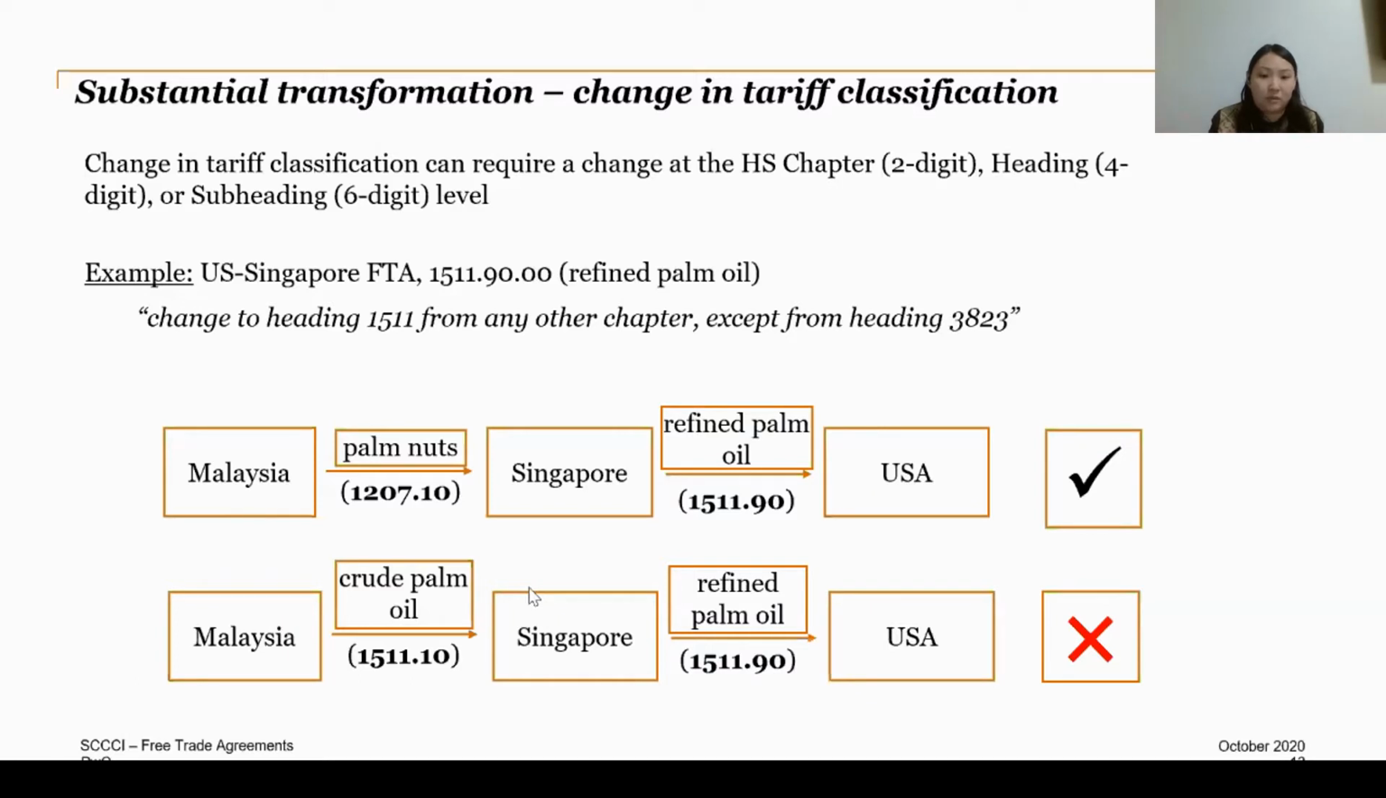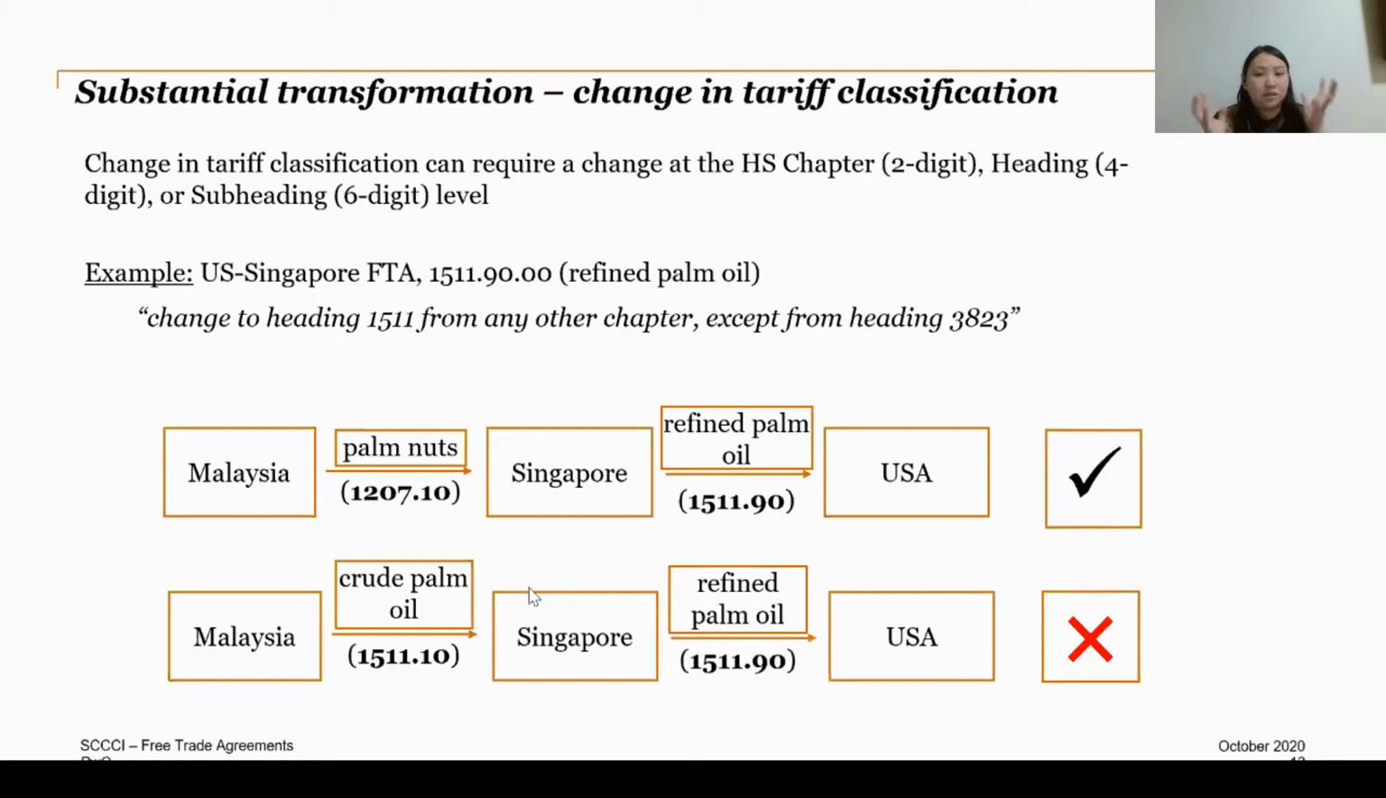In my second example, same thing, I'm trying to export refined palm oil, but I import crude palm oil from Malaysia to further process. So all I do is the refining process here in Singapore. You can see that I didn't change the code at the chapter level. It's still 1511 becoming 1511. So in this case, clearly I haven't done substantial transformation to my product. The refining process is not sufficient. I would actually need to do more.